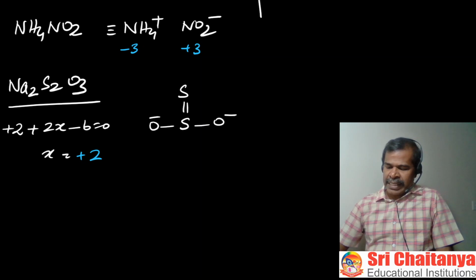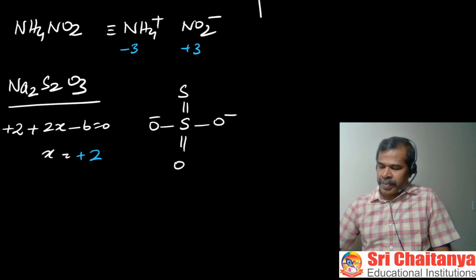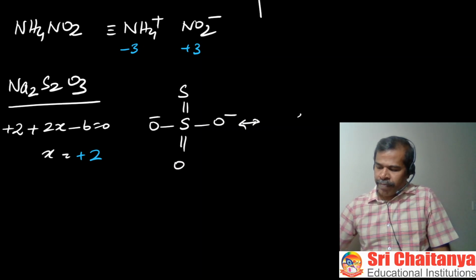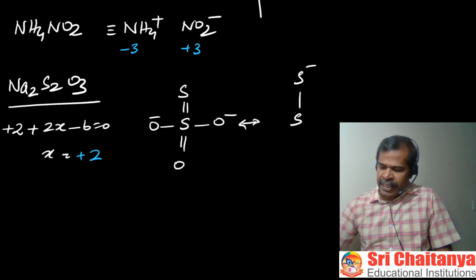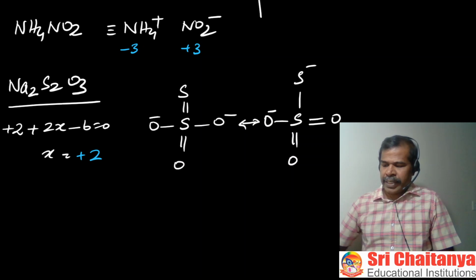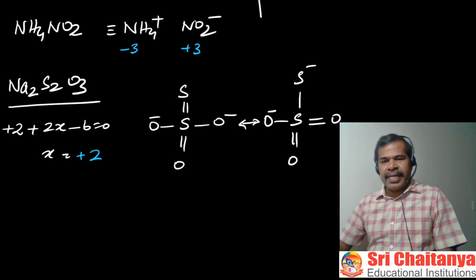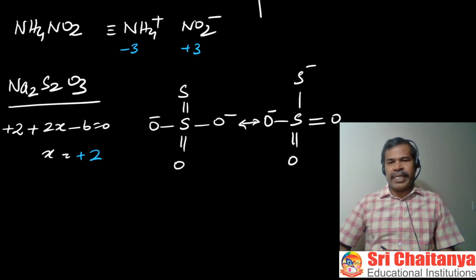we can visualize it as a resonance hybrid of two structures. Many structures we can draw, but then two distinct structures I am going to draw. So we can put S minus, double bond O, and O minus. So let us go by the understanding method of deriving this oxidation state.